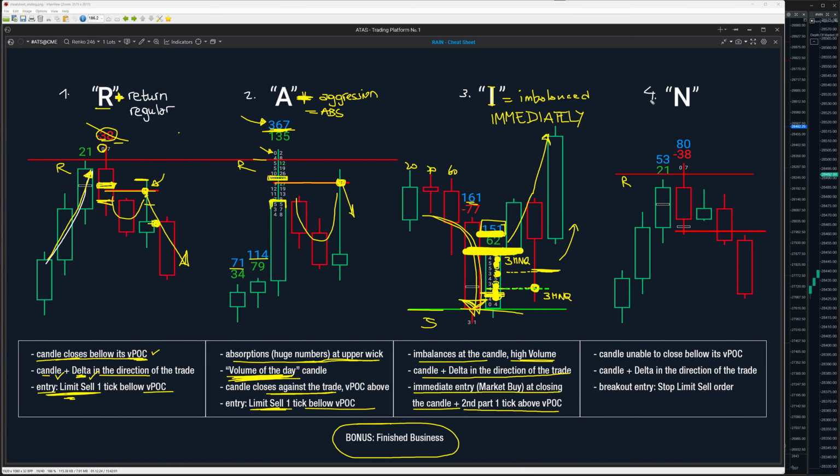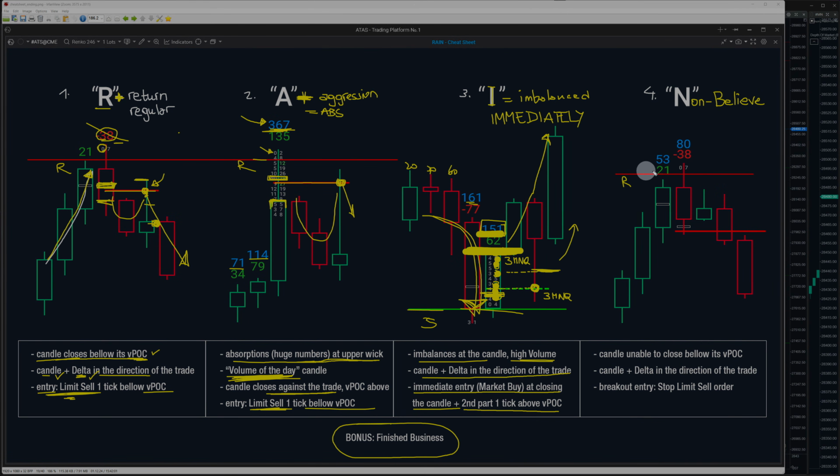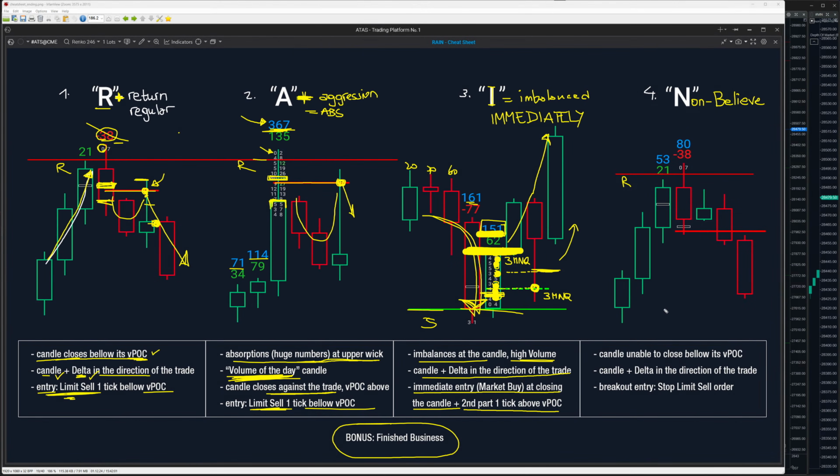And the fourth setup, that was tricky to find the letter, trust me. It's non-belief. The market doesn't believe in the level. Belief. Is it spelled L-I-E-V-E or B-E-L-I-E-F? Belief. Okay. So it's a very similar setup to the first one. That's why I draw another resistance here, but there is a crucial problem.